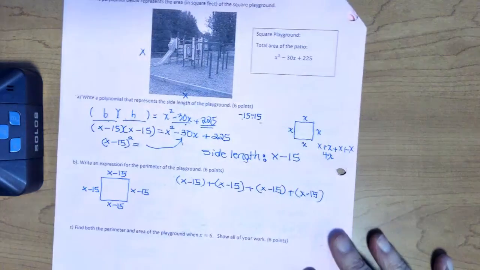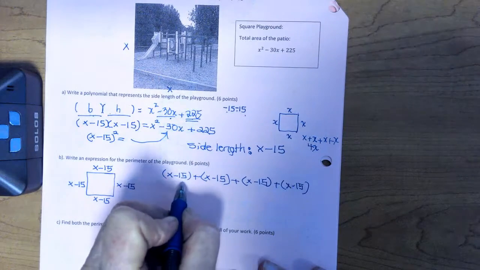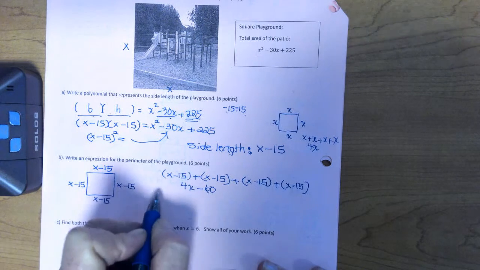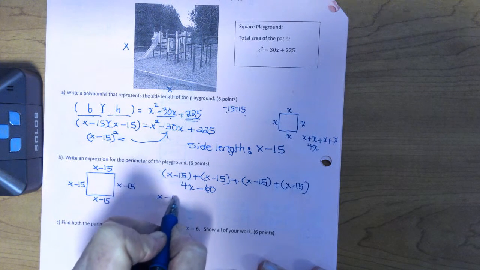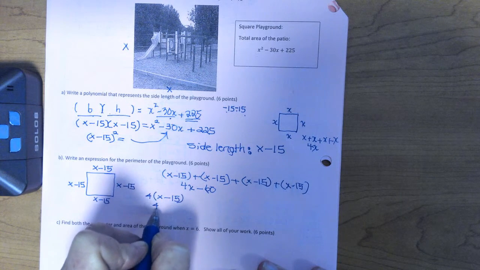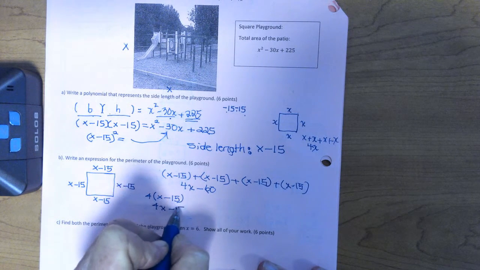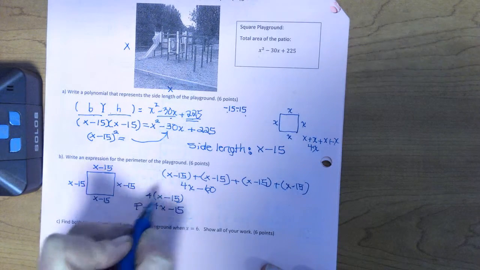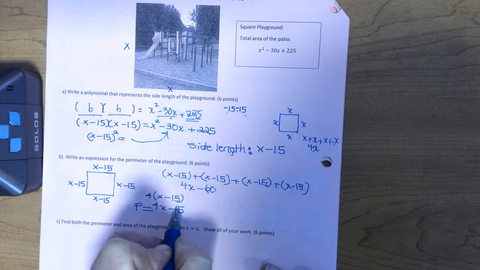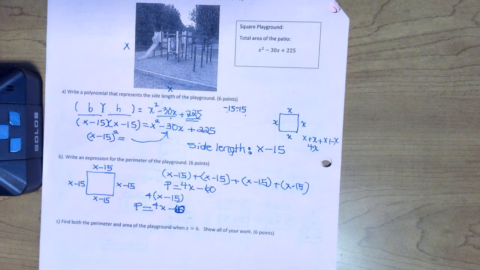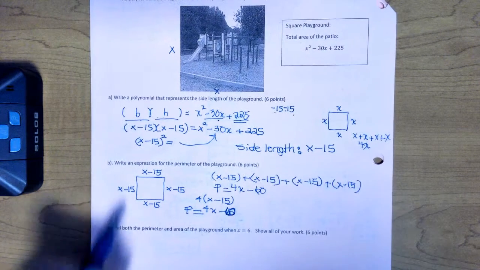Take a look. Now I add all those together and I get 4x minus 60. I could also take x minus 15 and multiply that by 4, which would have given me the same answer. Oops, this is 60. The perimeter equals 4x minus 60. So I've taken care of A and B.